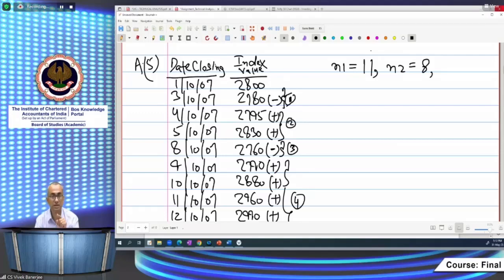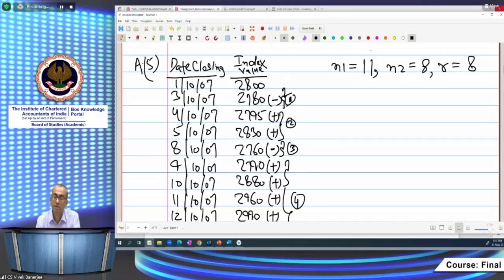So N1 is denoted by plus sign. The number of plus signs is 11. The number of negative signs, where the index is decreasing, is 8. What is the number of runs? The number of times when the index value changes direction from either plus to minus or minus to plus is 8. So the number of runs will be indicated by this.